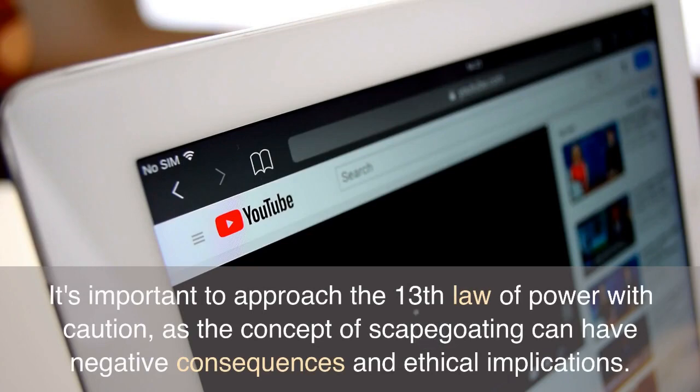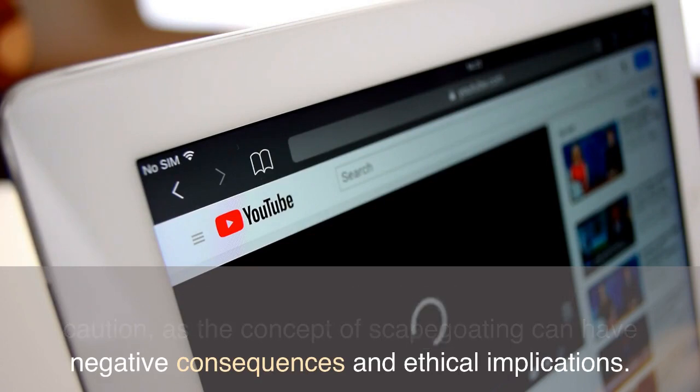It's important to approach the 13th law of power with caution, as the concept of scapegoating can have negative consequences and ethical implications.